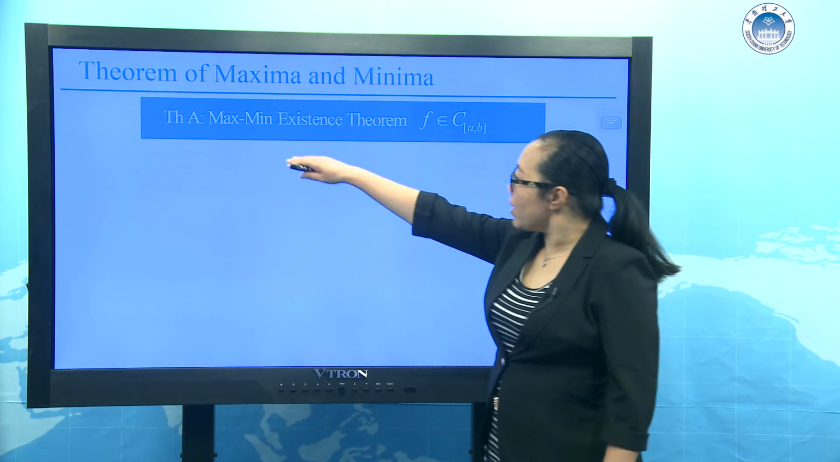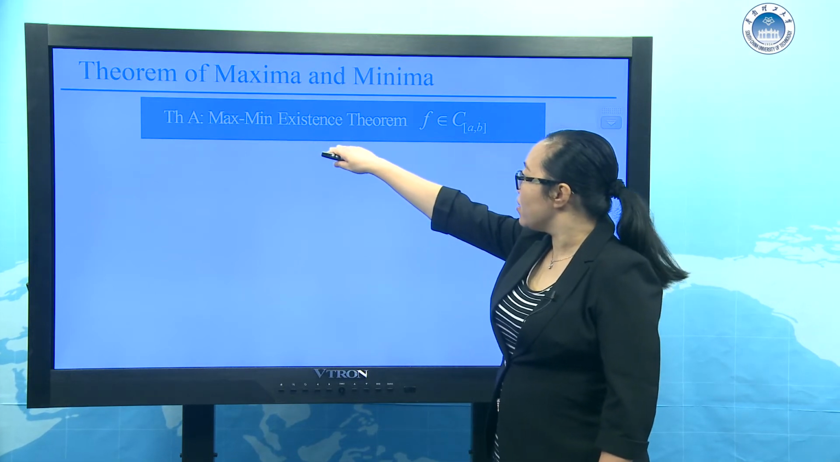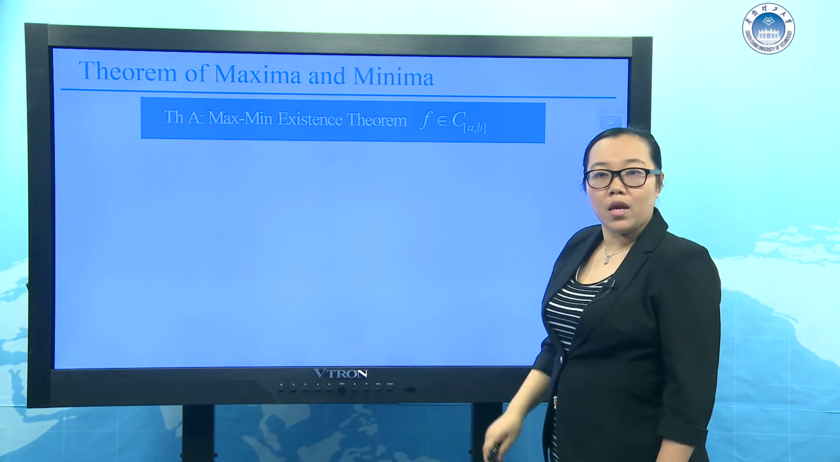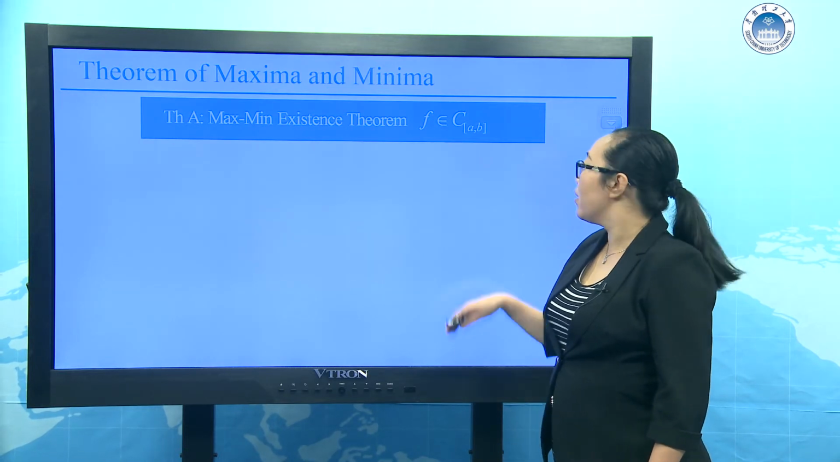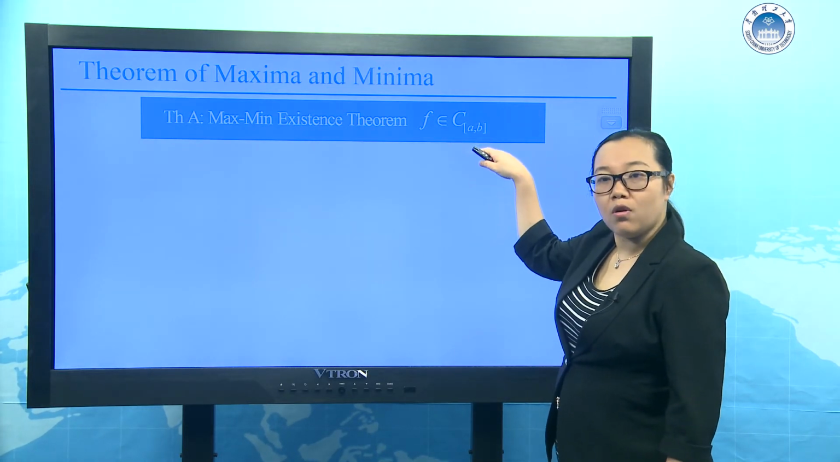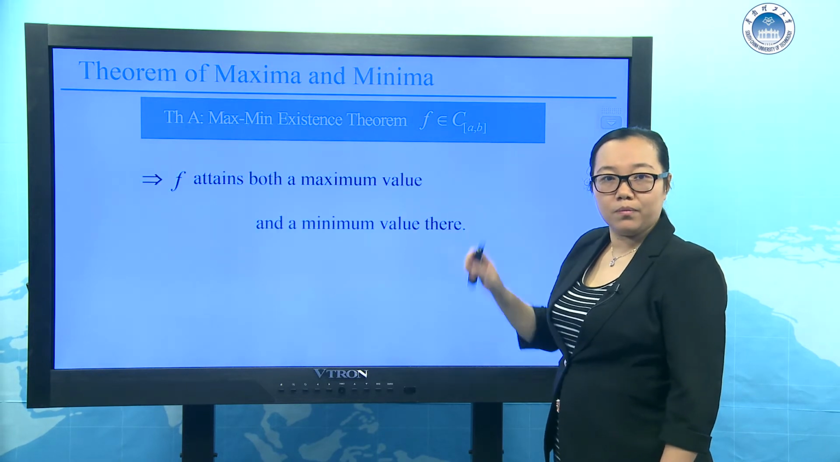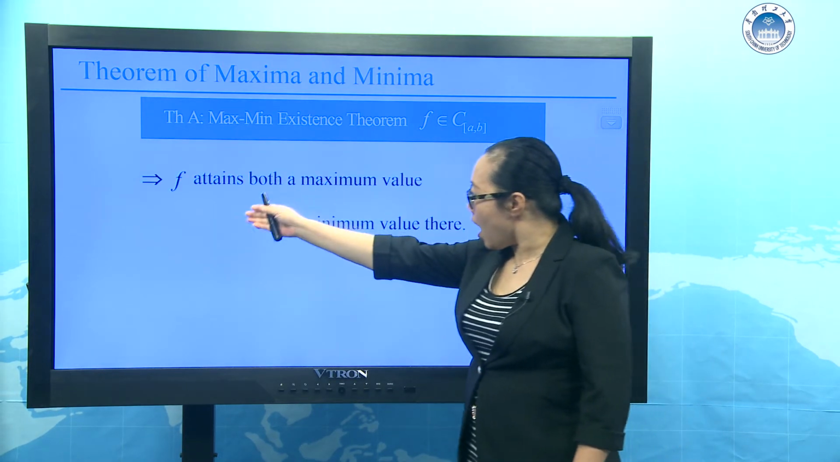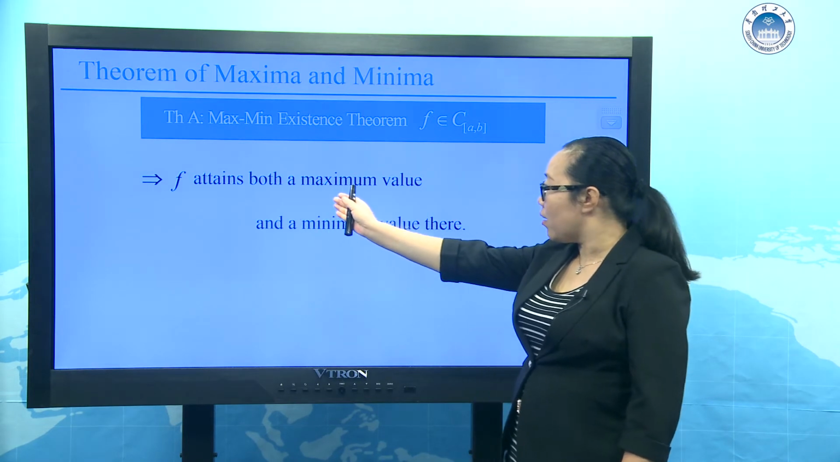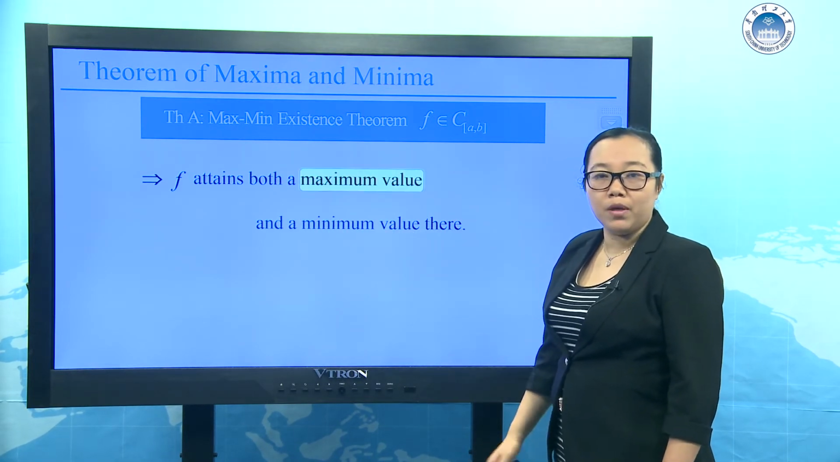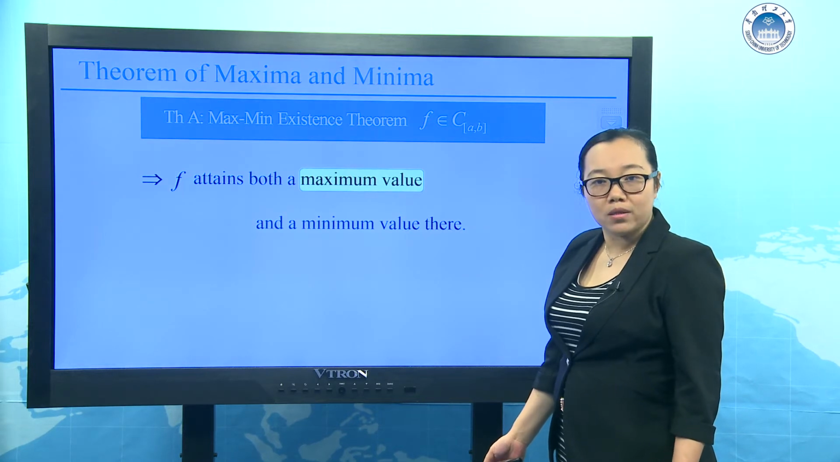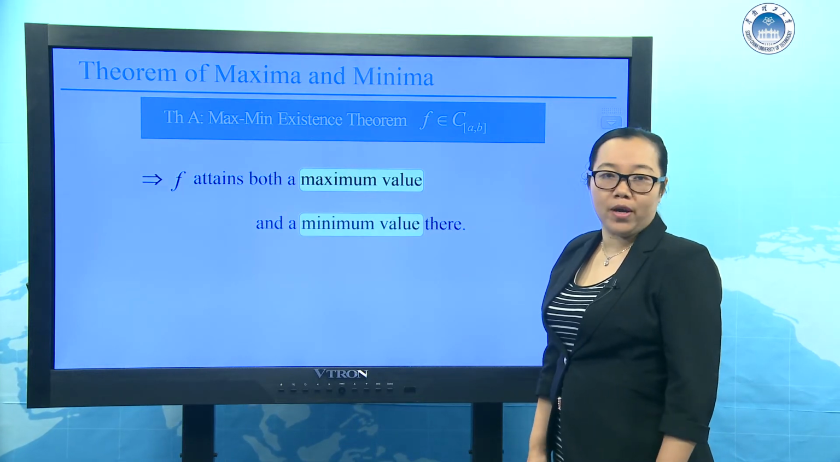Theorem A, the maxima and minima existence theorem. If f is a continuous function on the given closed interval from a to b, then f will attain both a maximum value and a minimum value there. This means we can get a maximum value and a minimum value.